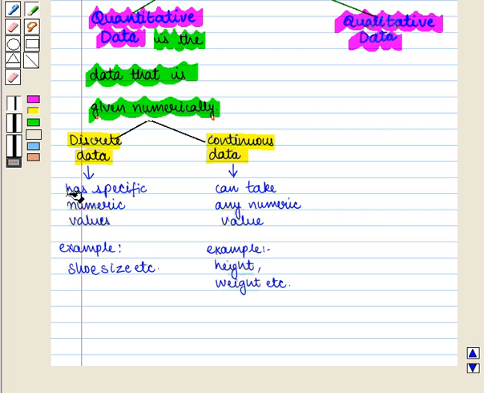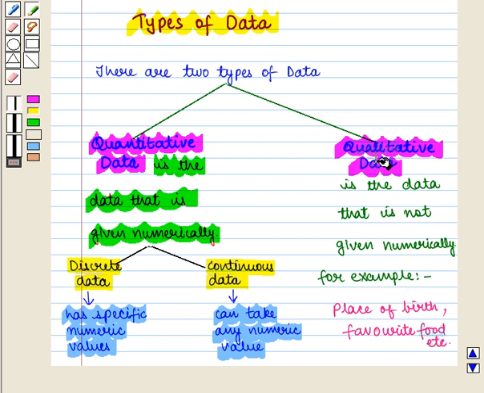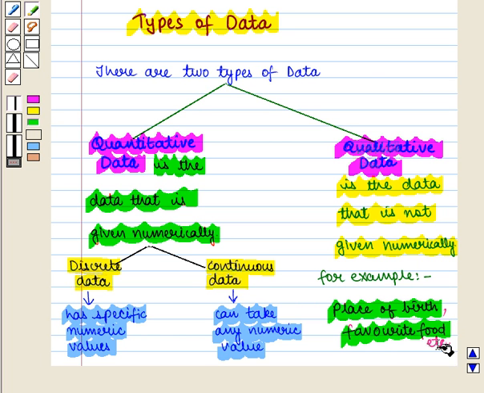Discrete data has specific numeric values like shoe size, etc., and continuous data can take any numeric value, for example, height, weight, etc. And qualitative data is the data that is not given numerically. For example, we have place of birth, favorite food, etc.